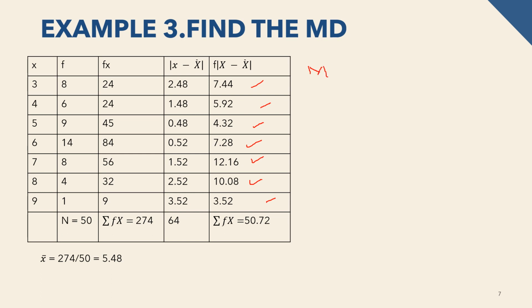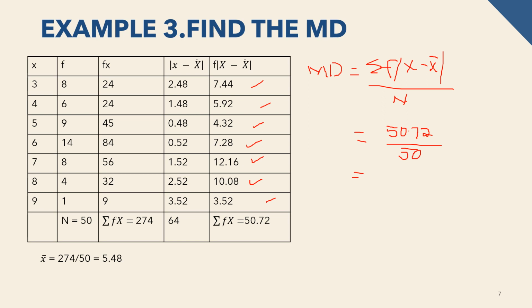Now, we get the MD. For the mean deviation, that is equal to the sum of f times the absolute value of x minus x bar, over n. So that is 50.72 divided by 50. The answer is 1.0144, or that is 1. So the mean deviation is 1.